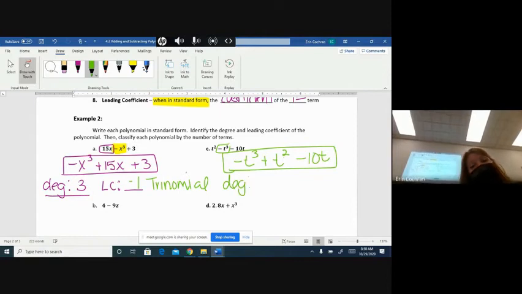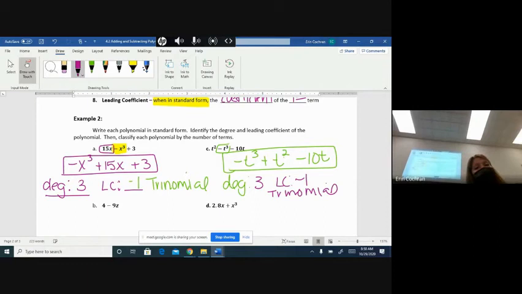My degree is my highest exponent. So what's the highest monomial degree? 3, yep. My leading coefficient is the number in front. What's the number in front? Negative 1. And then classify it. Is it a mon, bi, tri, or poly? It is a trinomial. Good.